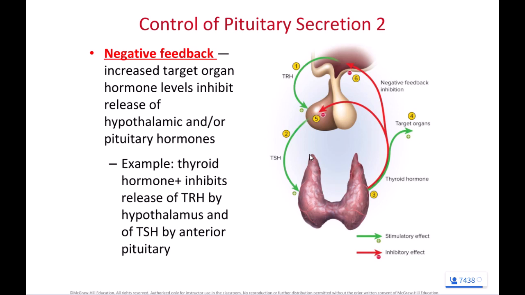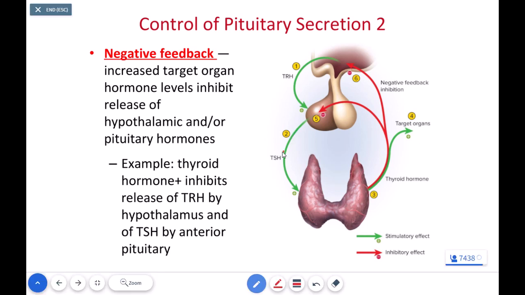Another example is going to be the hypothalamus and the pituitary and the thyroid gland. Here's another negative feedback example. So when we look at thyroid stimulating hormone, thyroid stimulating hormone is one of the 6 hormones of the anterior pituitary I asked you to memorize. And that thyroid stimulating hormone, or TSH, is going to be released in response to thyroid releasing hormone.